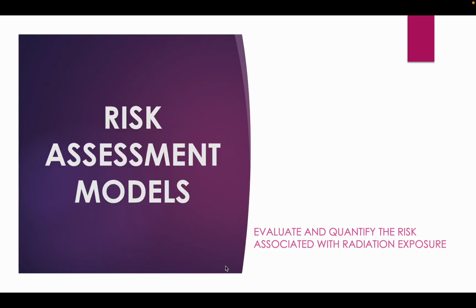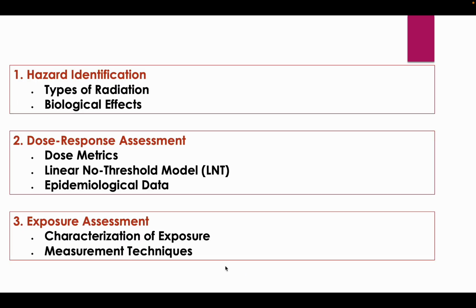Okay, now let's try to apply risk assessment models. So, what are the risk assessment models to evaluate and quantify the risk associated with radiation exposure. Okay, so the first one is the hazard identification. So under hazard identification, we need to identify the types of radiation, whether alpha, beta, gamma, x-rays, etc.